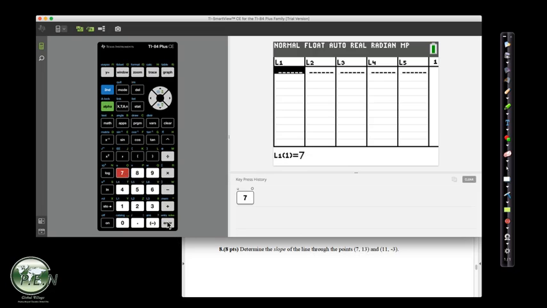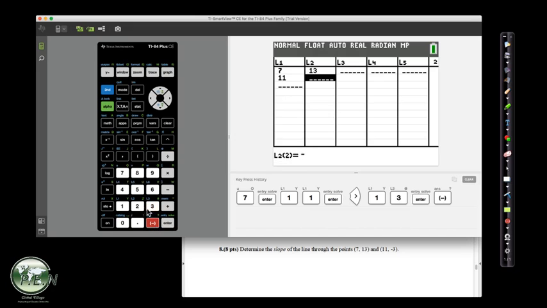x's. 7, 11. Arrow over, we put the y's in. 13 goes with the 7 and -3. And remember, you have to use the negative key. This key up here is a subtraction key. They are different. And you will get a syntax error if you use the subtraction key instead of the negative key. Okay, there we go.